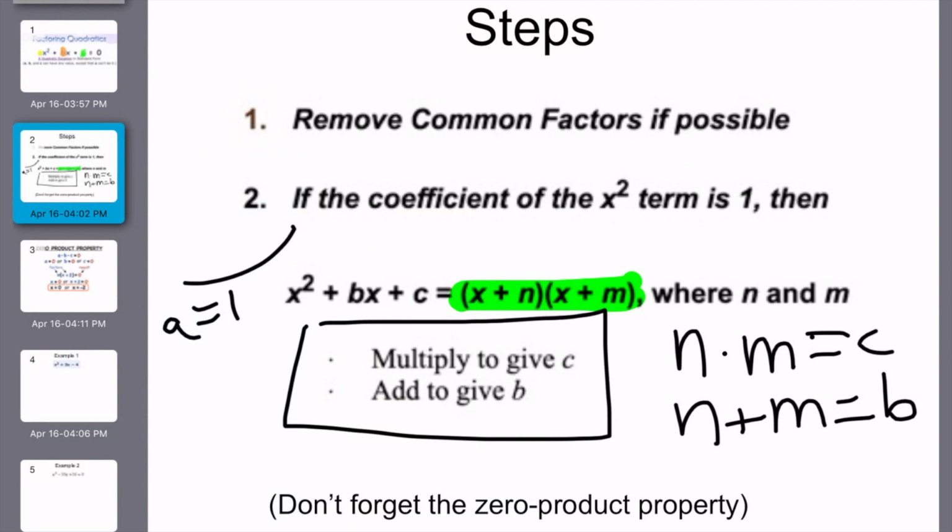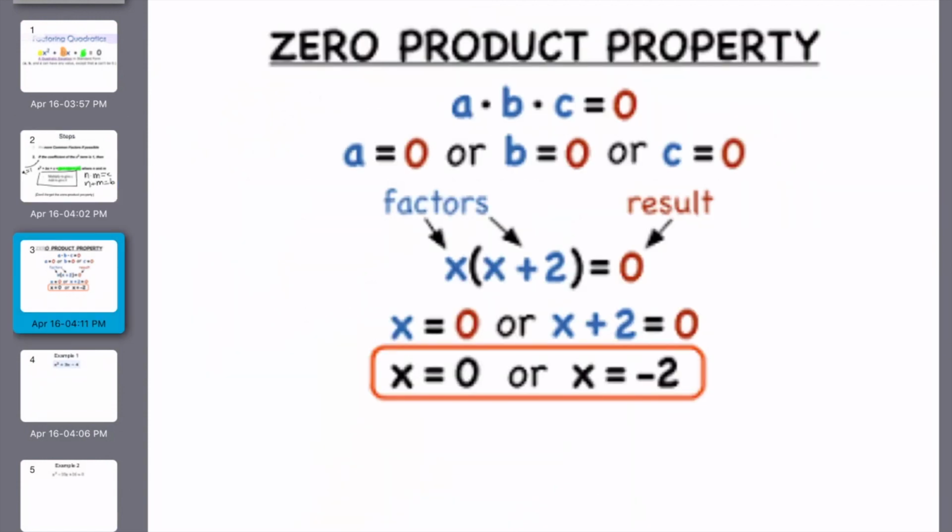And I have a little review of that right now. The zero product property essentially says that if any individual term that I'm multiplying in my product is 0, then the overall answer is going to be 0. And since I don't know which one is going to be 0, I have to assume that each individual term or each individual factor is going to have to be equal to 0. So in this example, their factors are x and x plus 2.